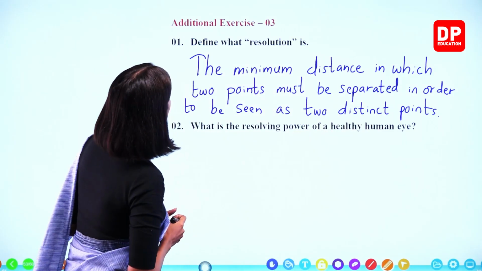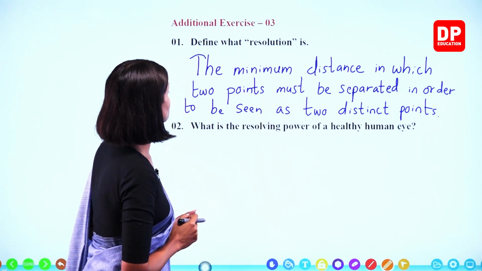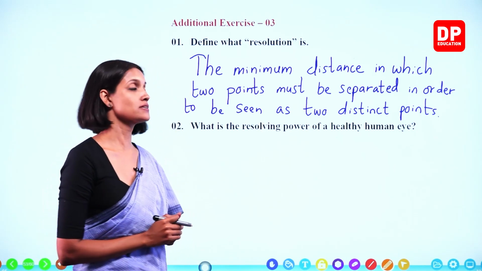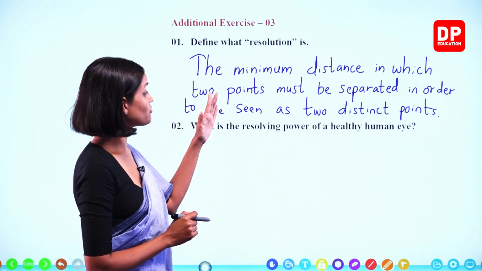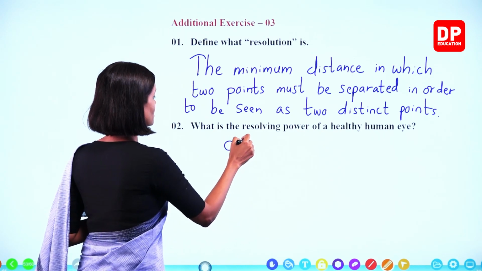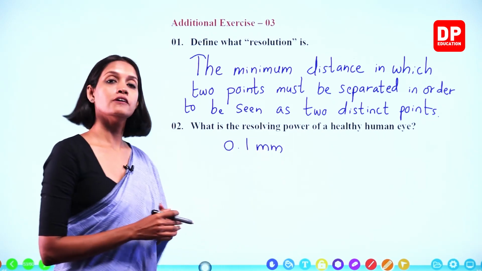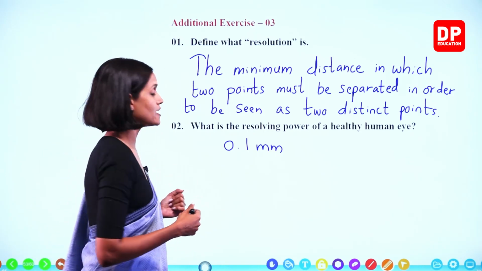Right? The minimum distance in which 2 points must be separated in order to be seen as 2 distinct points. What is the resolving power of a healthy human eye? 0.1 millimeters. Right, children? Moving to the next.